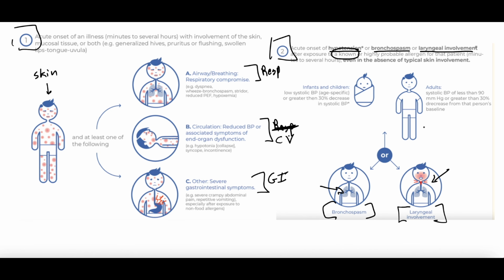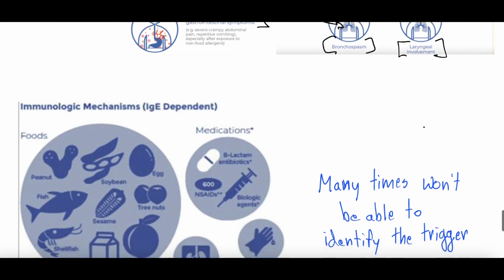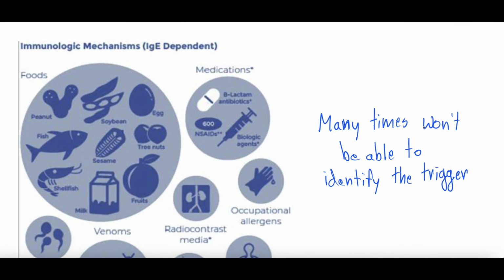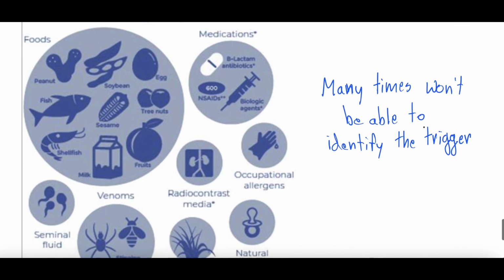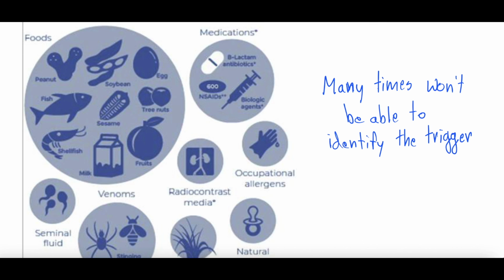All right. And this is some known allergens or more common allergens that the World Health Organization laid out, which I just wanted to briefly cover. And many times you won't be able to identify the trigger, but sometimes you can. And common ones are foods. Foods that are common are things like peanuts, fish, soybeans, eggs, tree nuts, fruits, sesame, shellfish, milk.